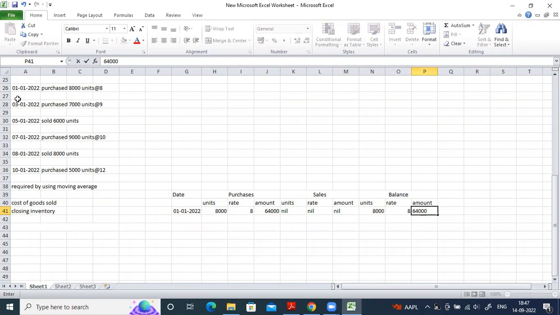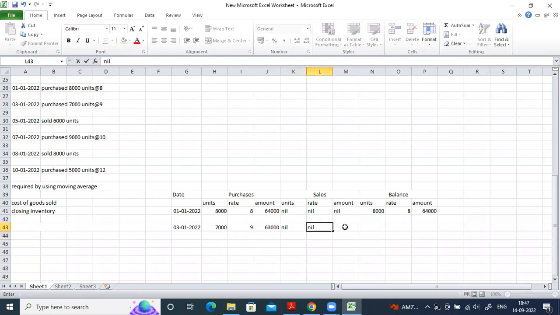Then the next date is 3rd January. Is it purchases or sales? It is purchases. So again, in the purchase column, we need to write how much we purchased, 7,000, and we purchased it for $9. So the total amount will be 63,000. In sales, there will not be any effect.